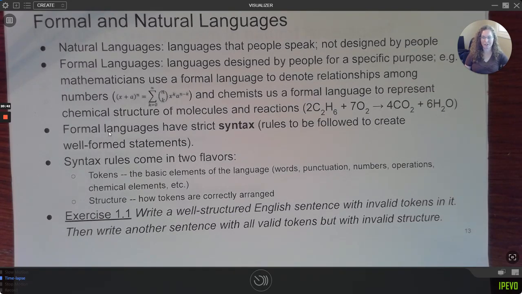So every formal language has a strict syntax. Mathematics has a strict syntax. Chemistry language has a strict syntax, and those are just the rules that have to be followed to create well-formed statements. So you can't take this number 2 and put it at the end, because that would be meaningless. It would not have a correct syntax in chemistry. Okay, let's see, what could we do to this math one to ruin the syntax?